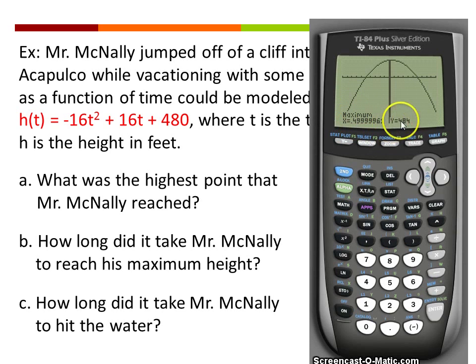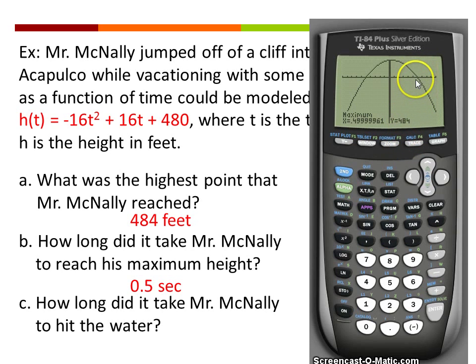So we could say that we actually have 2 answers here. In fact, we have the highest point at which I reach, which is 480 feet. And we actually have the time at which I reach that. That's this 0.5 seconds. So we can interpret the x-coordinate again as time and our y-coordinate again as our height. Now the last thing I want to find is when I hit the water.